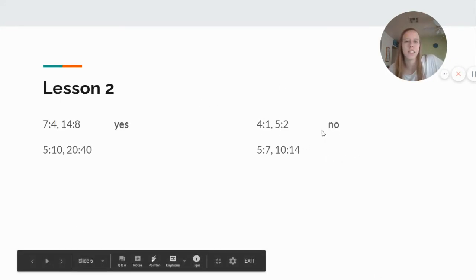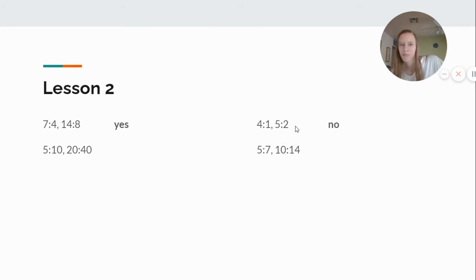We know that the next one is not proportional because you cannot get from 4 to 5, and 1 to 2 is times 2, and 4 times 2 is 8. The next one is proportional. 5 times 4 is 20, 10 times 4 is 40. And the last one is also proportional. 5 times 2 is 10, 7 times 2 is 14.